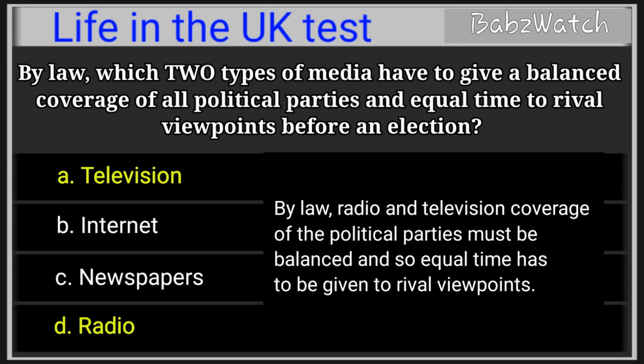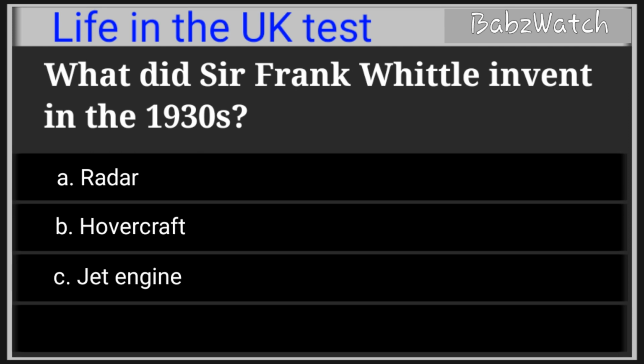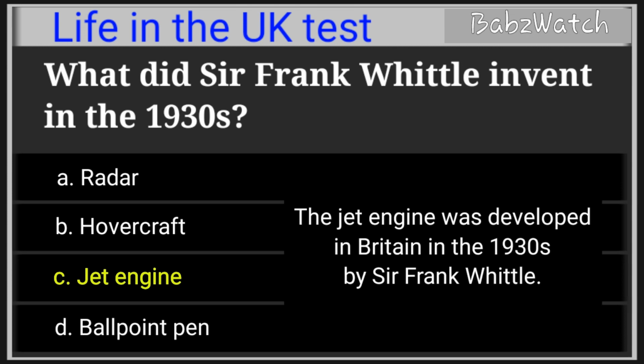Life in the UK test. Question 6 of 24. What did Sir Frank Whittle invent in the 1930s? A. Radar. B. Hovercraft. C. Jet engine. D. Ballpoint pen. The correct answer is C. Jet engine. The jet engine was developed in Britain in the 1930s by Sir Frank Whittle.